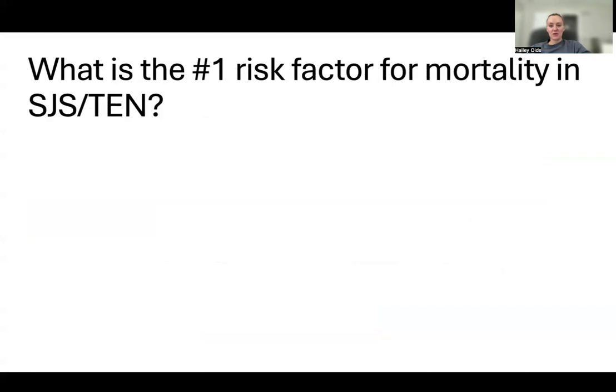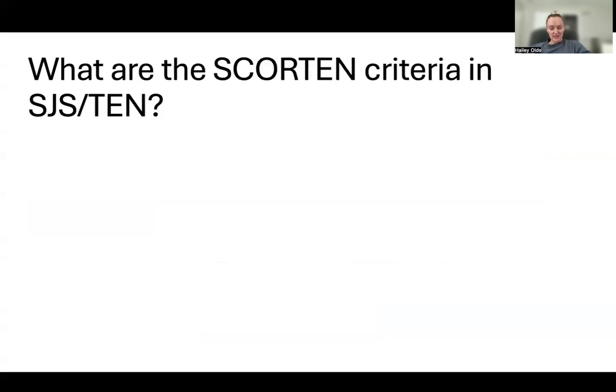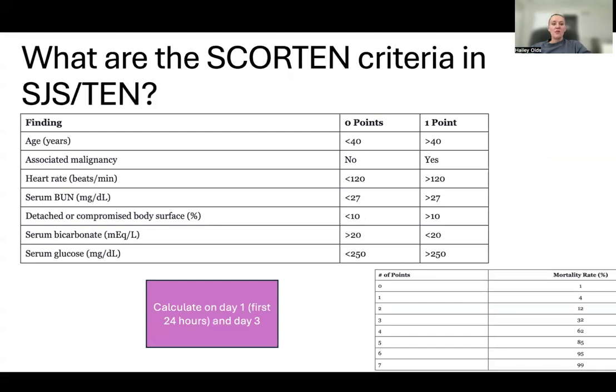What's the number one risk factor for mortality in SJS/TEN? So it's actually serum bicarb less than 20 millimoles per liter. So what are the SCORTEN criteria? So serum bicarb is one, but also age being over 40, associated malignancy, tachycardia, elevated serum BUN, an increased detached body surface area, and an increased serum glucose. So all of those get you points, and then the points correlate to the mortality rate. So you should calculate this on day 1 and day 3 of hospitalization in SJS/TEN patients.